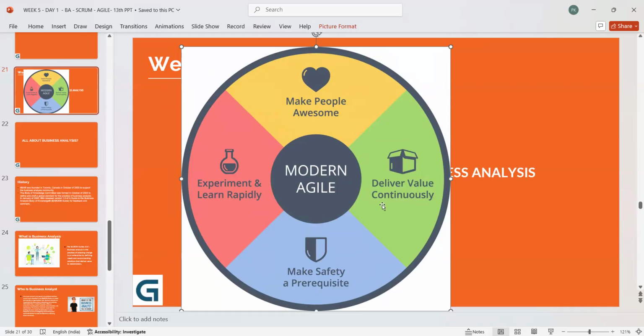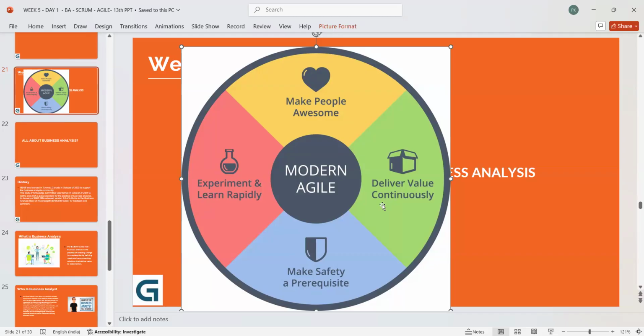Deliver value continuously. Okay. So now there are three important keywords in this. These words hold very much importance. First of all, deliver. When we say deliver, that means in this industry, in this workplace, we are here to deliver. Deliver means to complete our work and hand it over to the customers or any stakeholders who were asking for it. That is the first part, delivery. Everybody with me on this? Yes, thank you.